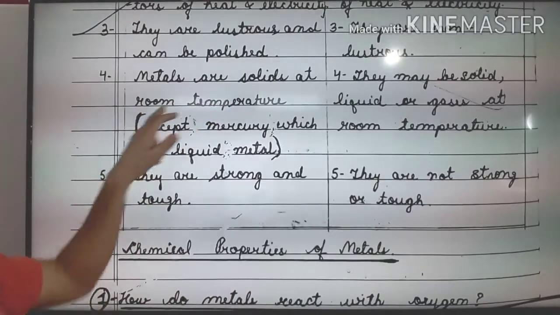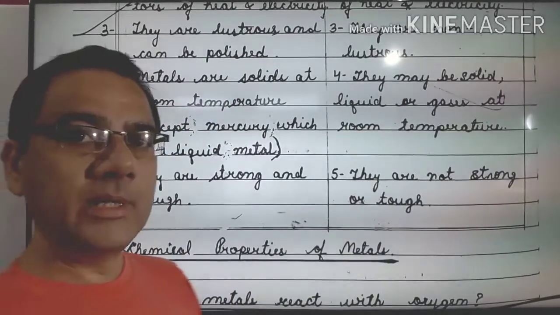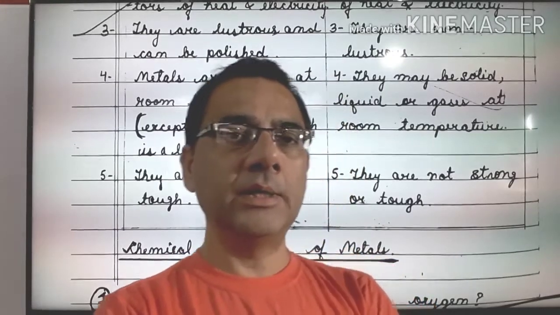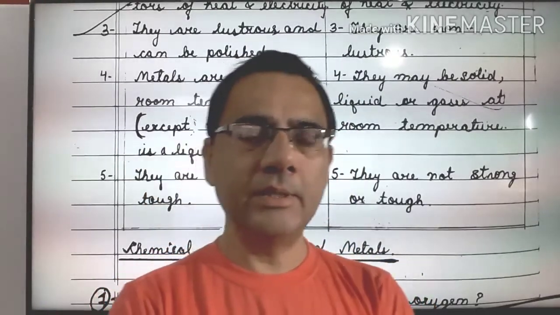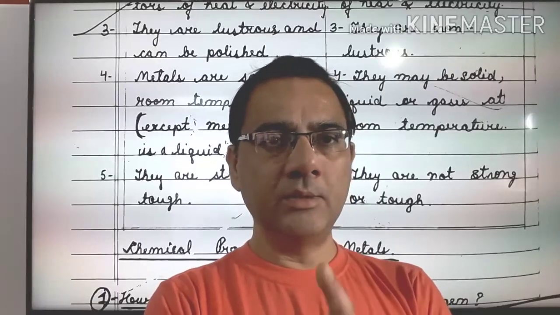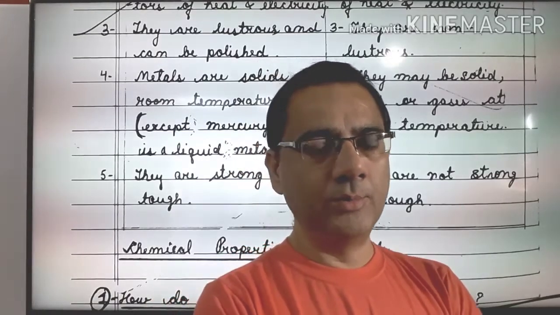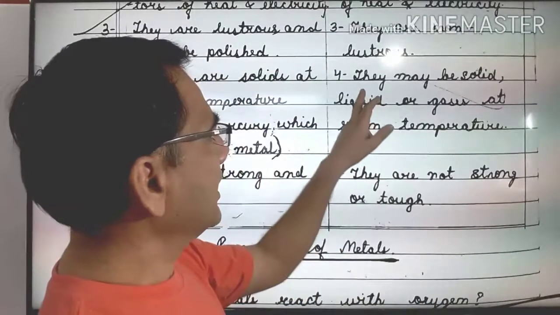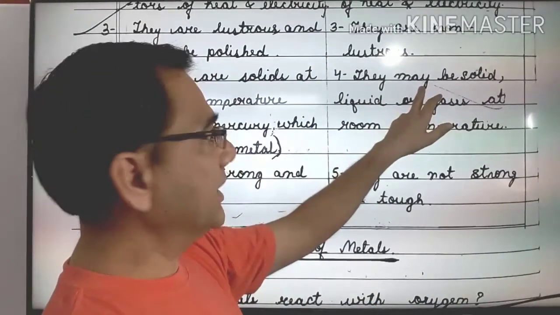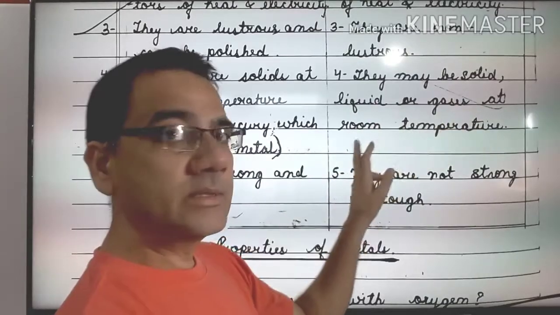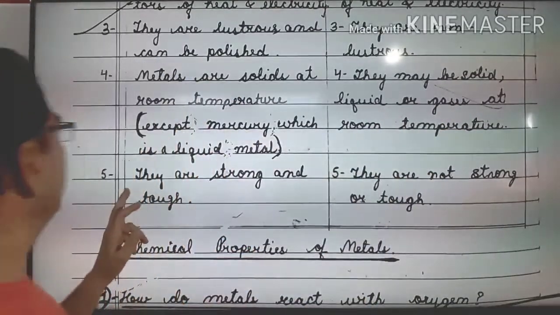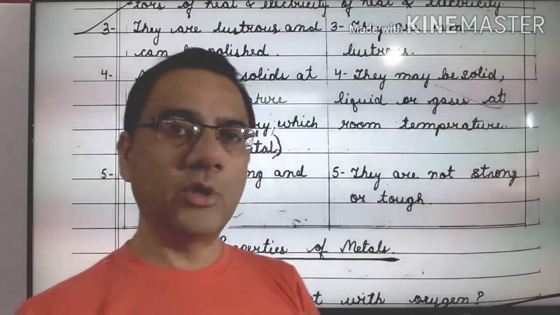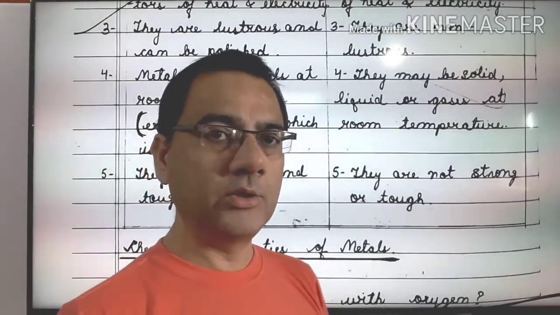Now fourth, metals are solids at room temperature. Most of the metals are solids at room temperature except only one metal that is liquid at room temperature, and that is mercury. Otherwise, most metals are solids. The non-metals may be solid, liquid or gas at room temperature. Now fifth point, metals are very strong and tough, and non-metals are not strong and tough.